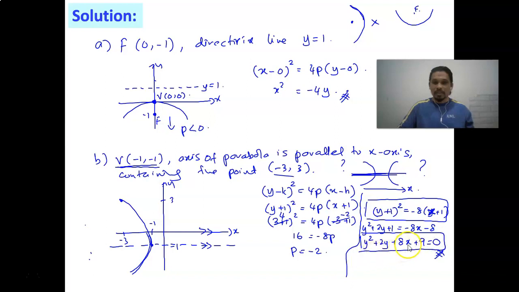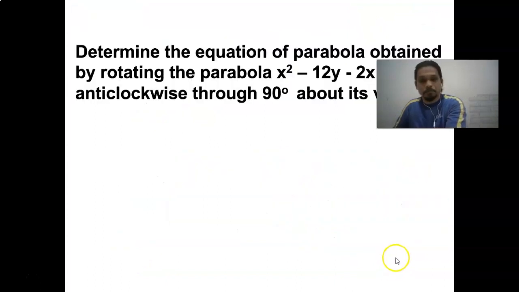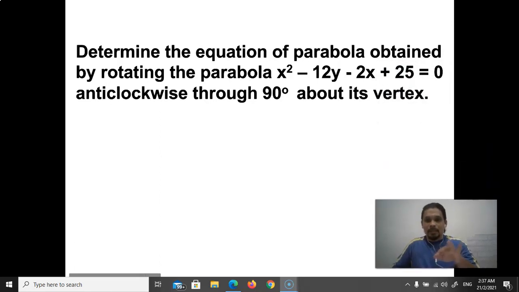See here now, only y has a degree of 2, and for x the highest degree is 1. Next question: determine the equation of the parabola obtained by rotating the parabola anti-clockwise through 90 degrees about its vertex.